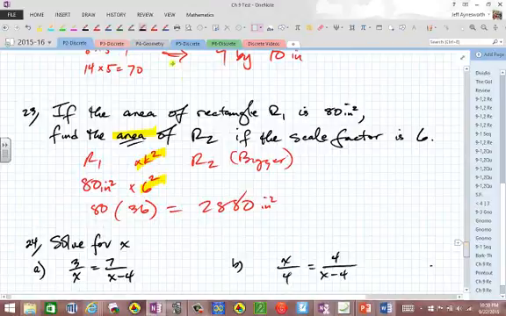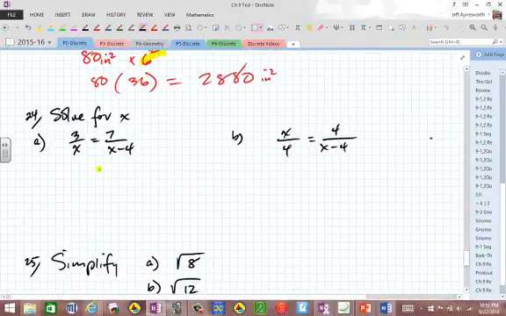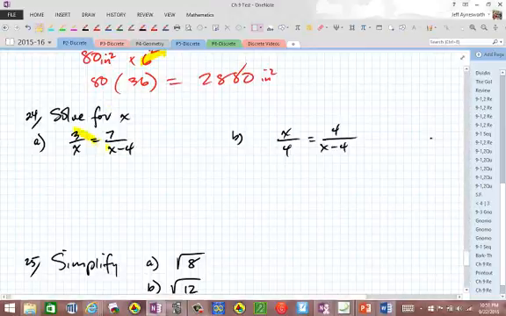See, what you guys got to realize is that reviewing is essential because you can't remember everything. Now you have to review. Like on proportions, you've got to cross multiply.